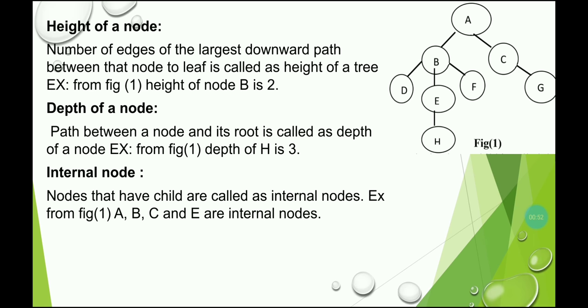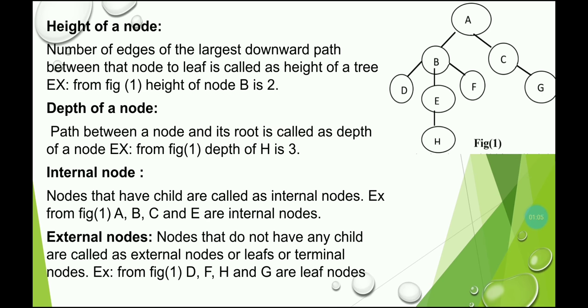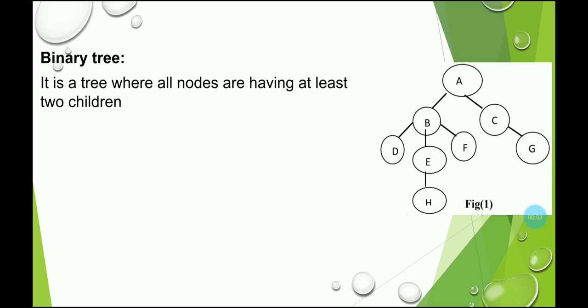So the number of edges we have to count here. Internal node. Nodes that have a child node are called internal nodes. For example, in this diagram, A, B, C and E are internal nodes as they are all having child nodes. External nodes, nodes that do not have any child nodes. For example, D, H, F and G are external nodes or leaf nodes here. Binary tree is a tree where all nodes are having at most two children. The tree given in this example is not a binary tree. Why? Because the node B is having three children. The condition is it must have two or a minimum of one child node.